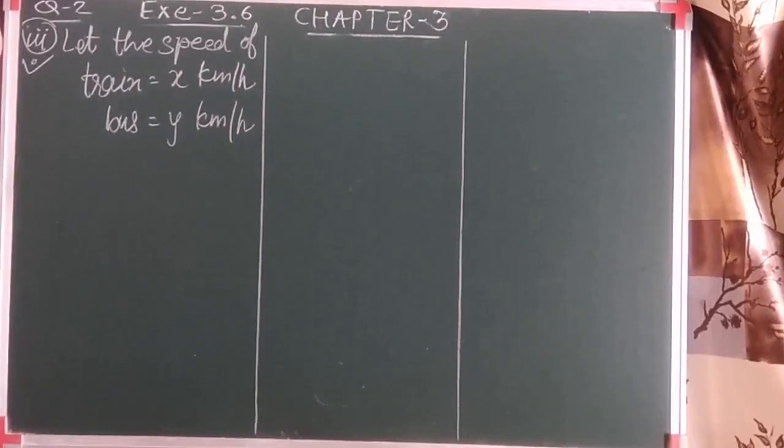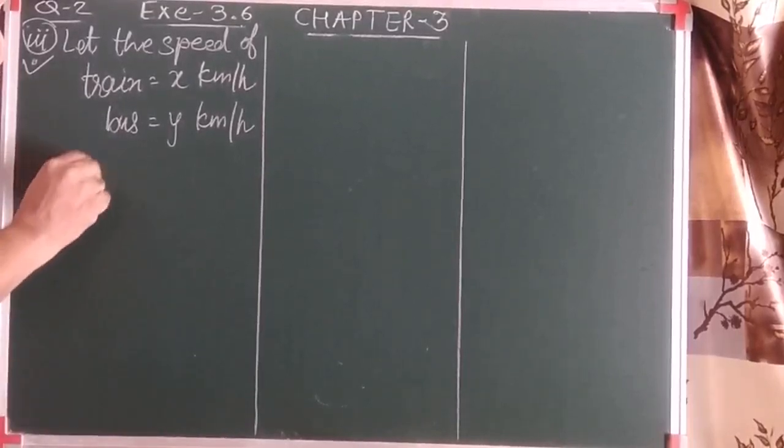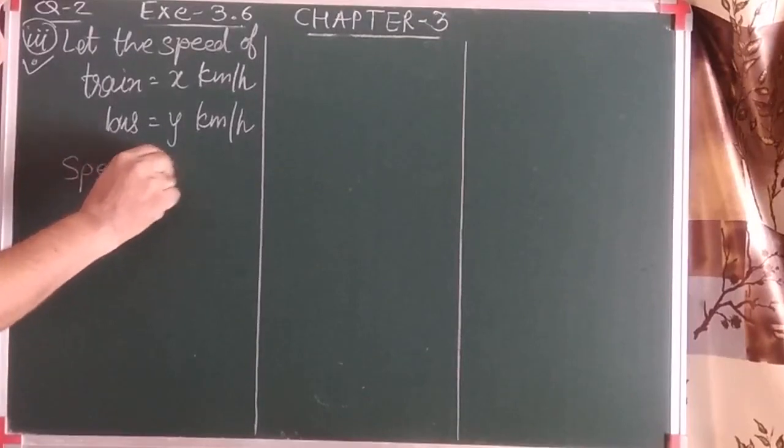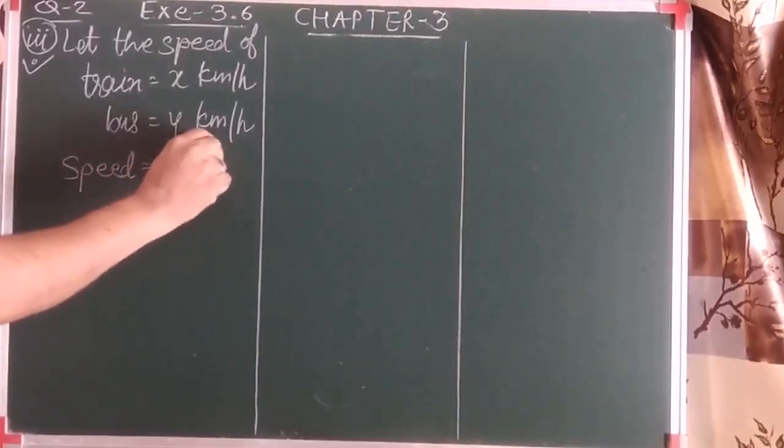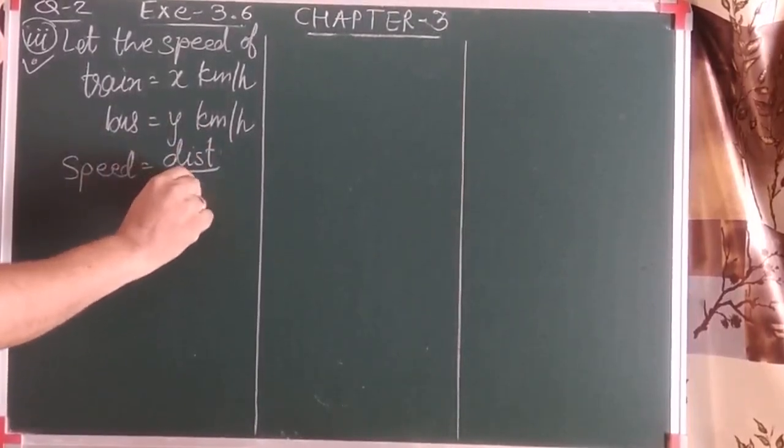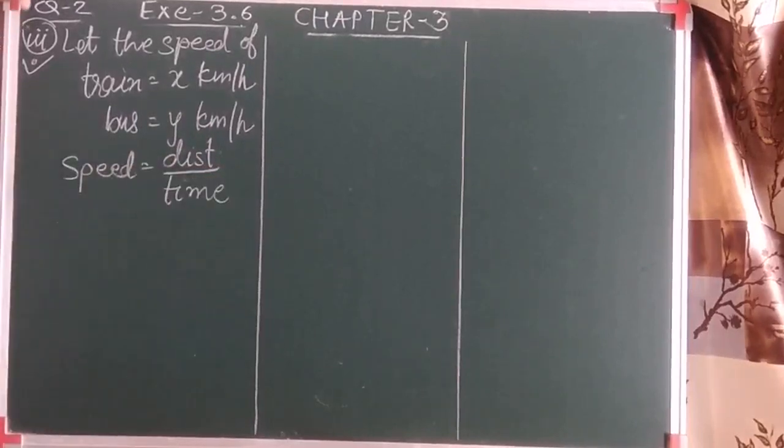Total she has to cover 300 km. Again, this question is related to distance. So we'll use this formula: speed is equal to distance upon time. Fine. So now let's read the question and understand this.